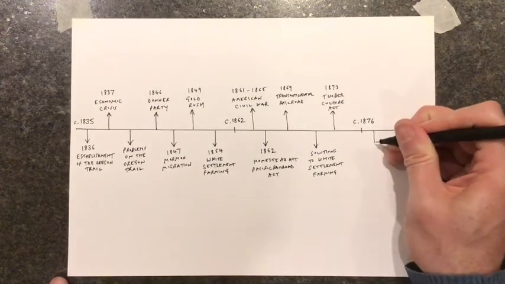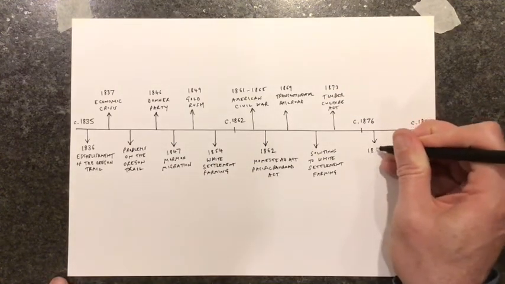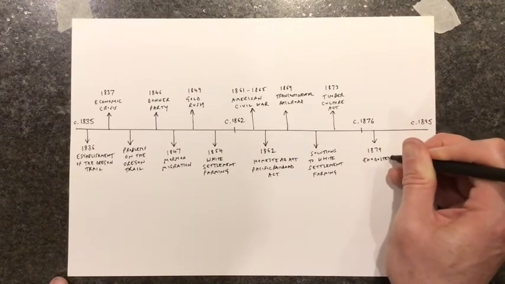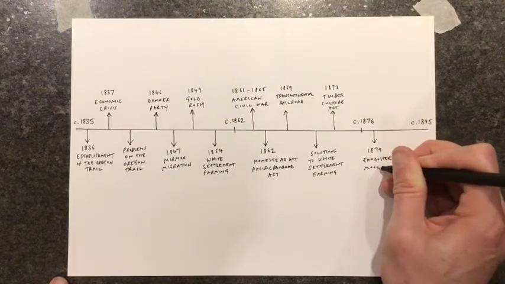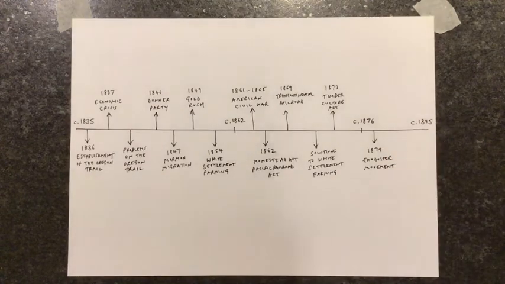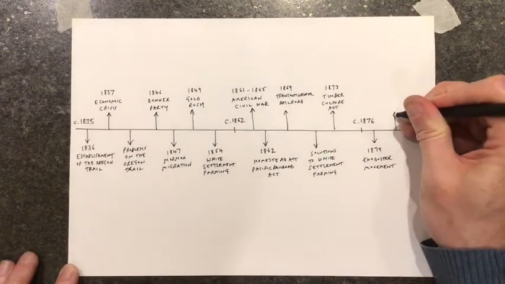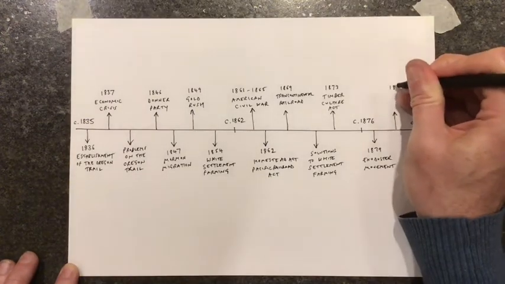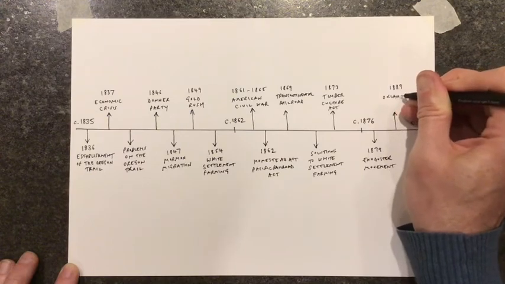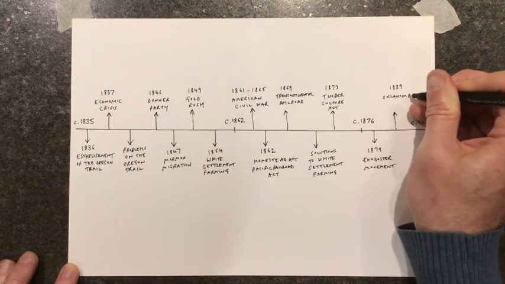So the first one just here, 1879, and that was the Exoduster movement. So a large number of freed black slaves making their way onto the plains state of Kansas. And then 1889, the Oklahoma land rush.